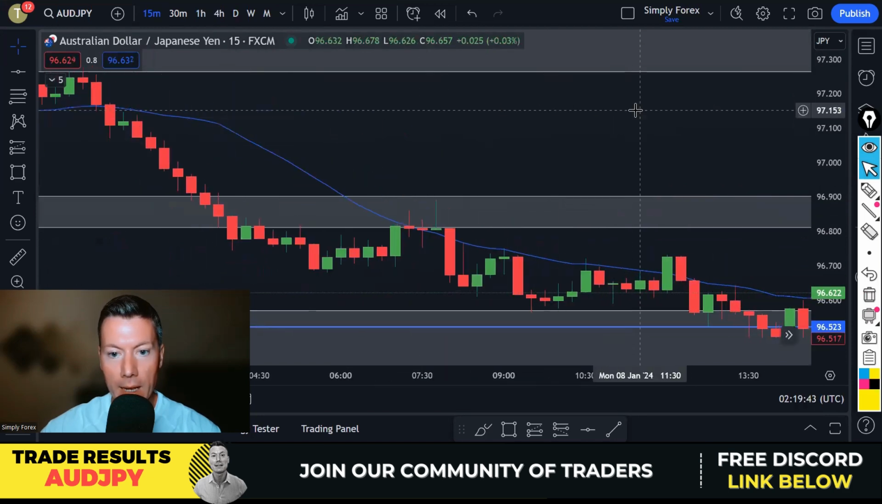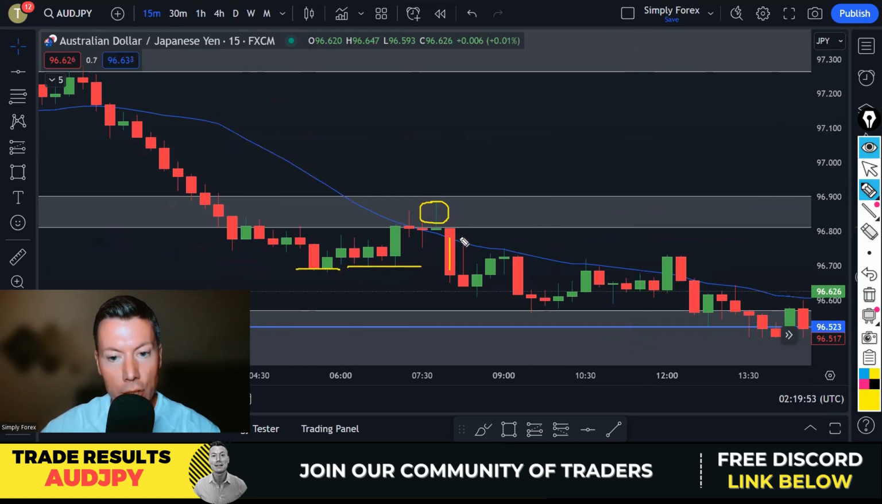So that was that H1 retrace into here, and then we got this M15 candle that broke all of these lows. So that is a continuation of M15 structure, and then all I did was wait for a retrace. So I've got a retrace into here, entered here, put my stop above here, and then took price back down to here. I've currently closed 80% and I'm going to leave 20% to run.